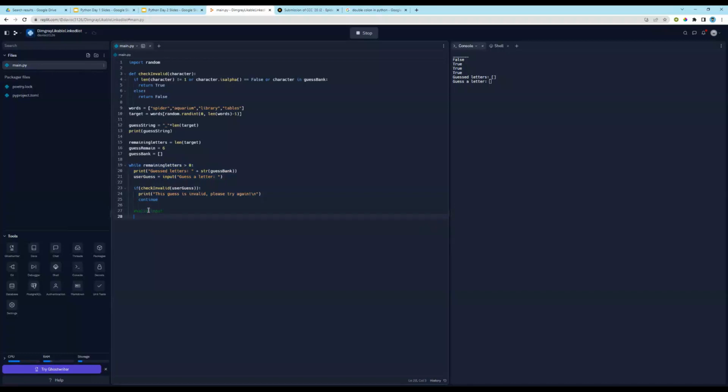So what do you do when you have a valid input? First of all, for Hangman, as a bug fix, they might input uppercase or lowercase letters. If we want to unify everything, we can put everything into lowercase. We'll do user guess lower.